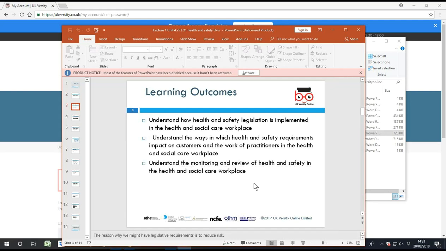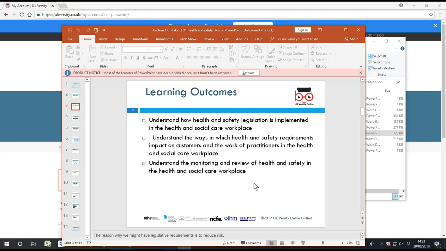We've got three main learning outcomes to cover. The first one is to be able to understand how health and safety legislation is implemented in the health and social care workplace. This could be in the care home, in the GP surgery, in a hospital or other environment that residents or patients are kept.